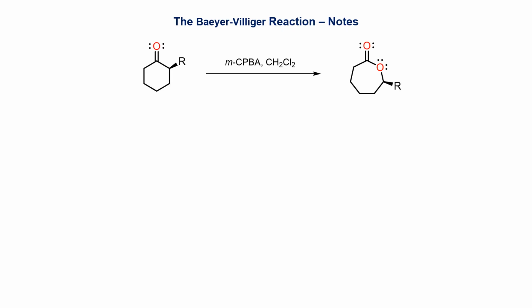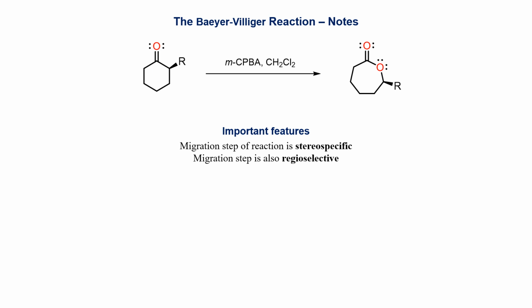Let's examine how the experimental evidence leads to us invoking a concerted migration step. Firstly, when the alpha carbon is a chiral center, the reaction results in retention of configuration at that carbon. Secondly, the more substituted alpha carbon migrates faster and the reaction is regioselective. Both of these observations agree with a concerted migration step.